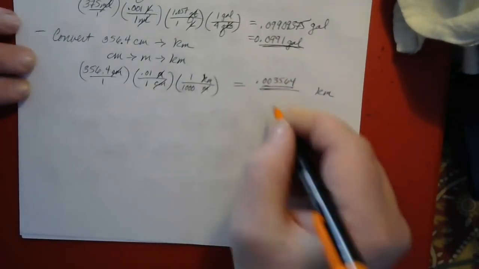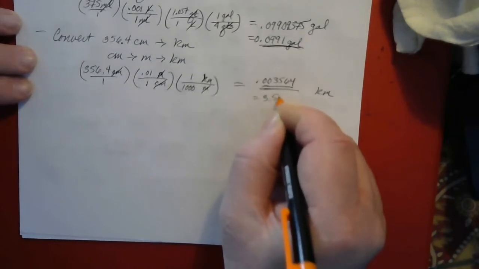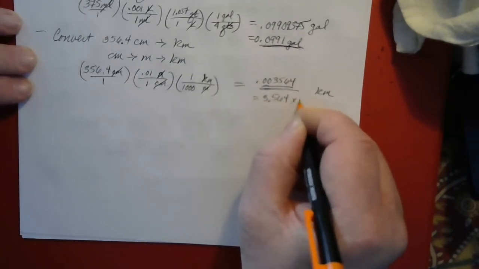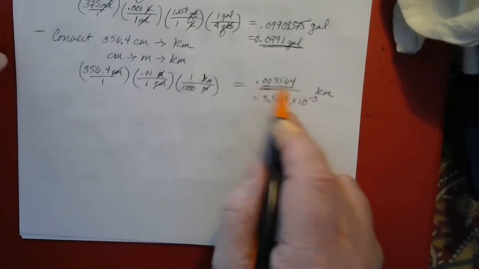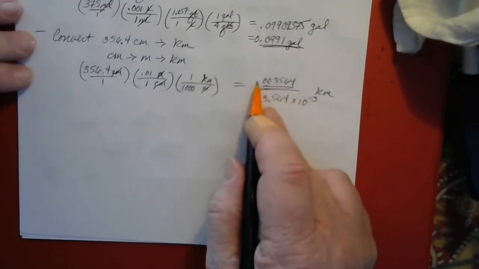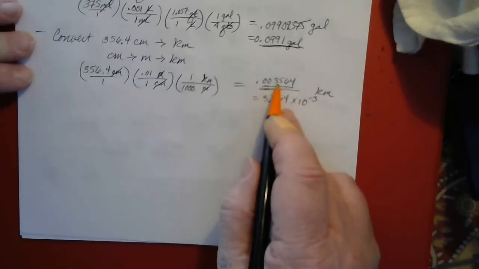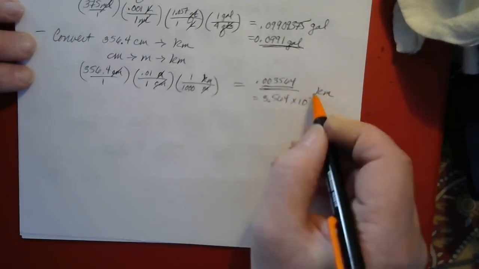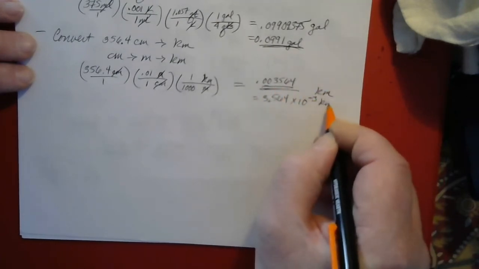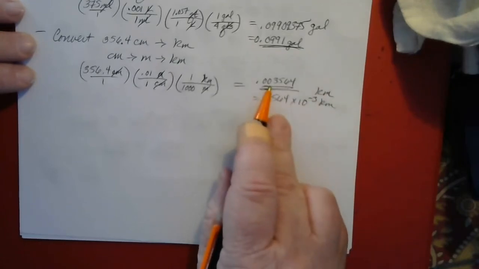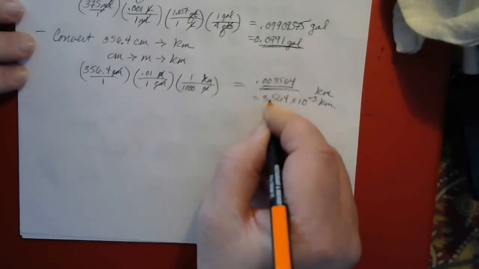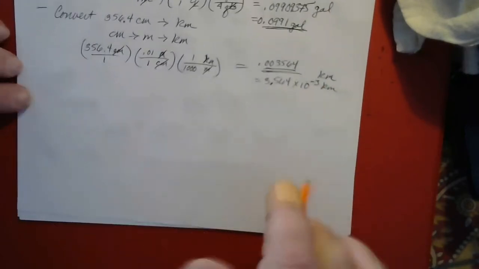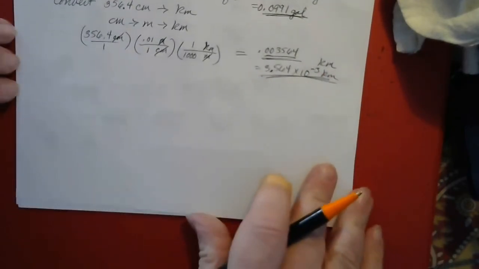So 0.003564 or 3.564 times 10 to the minus 3, because in order to get this number to be between 1 and 10, you have to move the decimal point 1, 2, 3 spaces to the right. And it's going to be minus 3 because the original number was less than 1. So minus 3, not plus 3 for the exponent. So either of those would be perfectly okay.